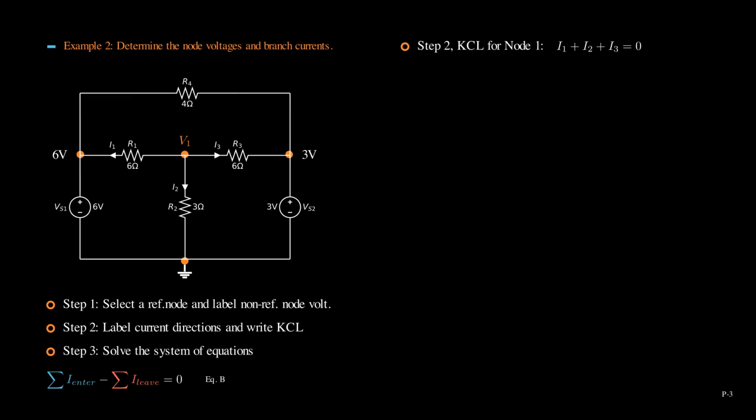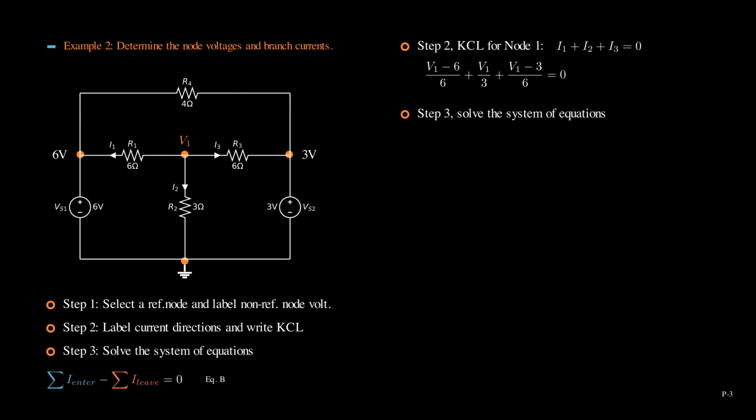Express it with V1. The equation becomes (V1 minus 6) over 6 plus V1 over 3 plus (V1 minus 3) over 6 equals 0. As discussed in the first video, the advantage here is that it is always V1 minus another node voltage in each term. In addition, all terms are added together and equal 0. If you write an equation like this, could you possibly make a mistake? No way, right?